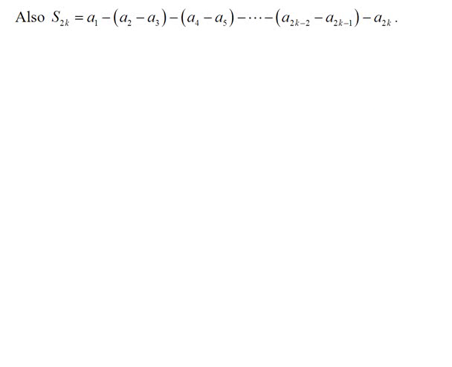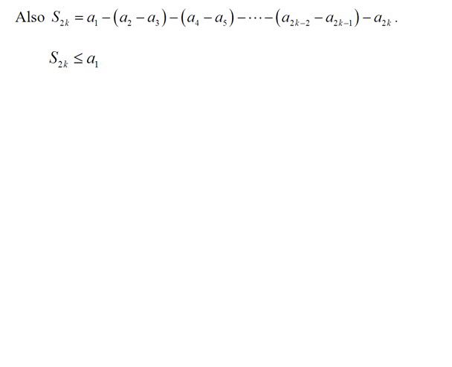If I take the terms of s sub 2k and group them differently, I can see that the sum results from subtracting positive numbers from a sub 1. Thus, s sub 2k must be less than or equal to a sub 1. And therefore, s sub 2k is bounded above by a sub 1.